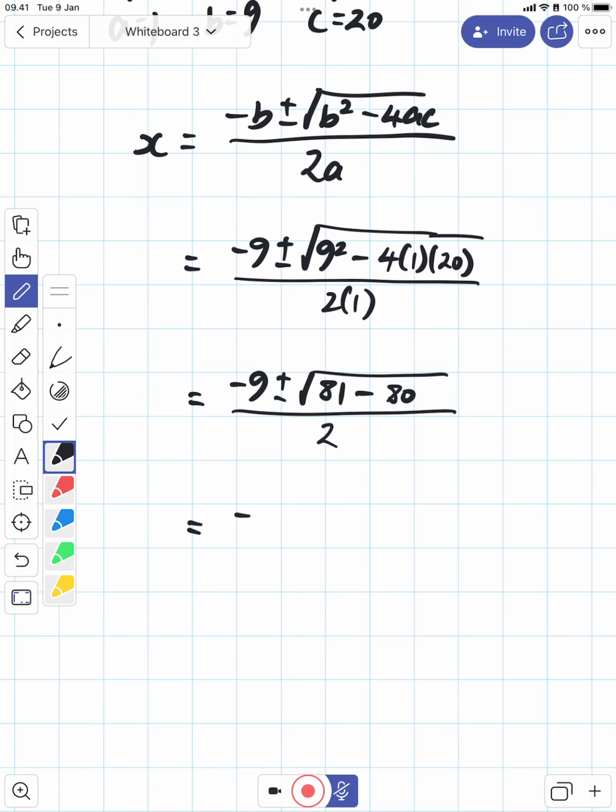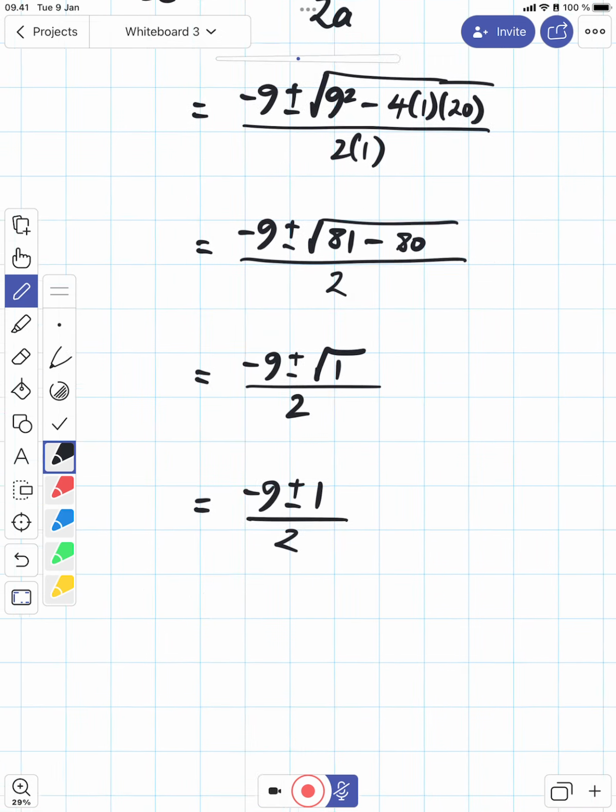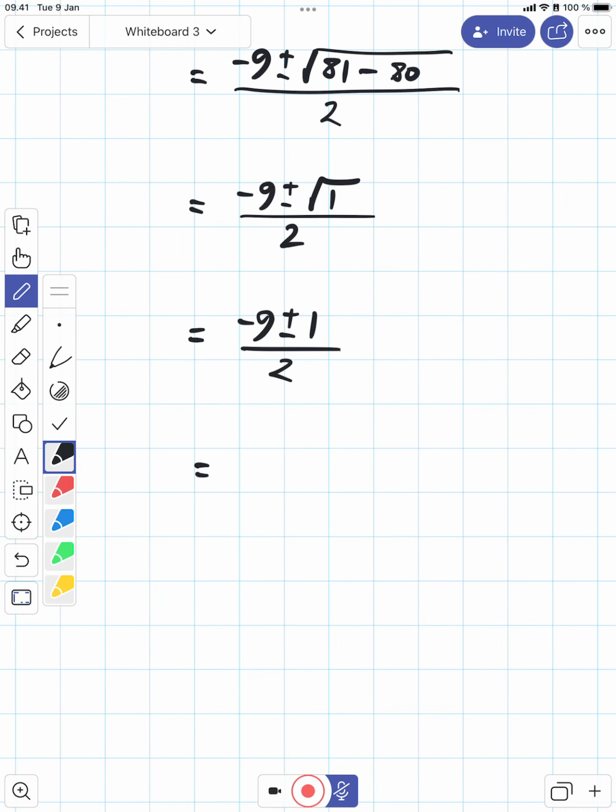So that's equal to minus 9 plus or minus the square root of 1. 81 minus 80 is 1, all divided by 2. The square root of 1 is just 1, so that's minus 9 plus or minus 1 divided by 2. And then that gives you the two possible solutions. So that's equal to minus 9 plus 1 would be minus 8, and divided by 2 would be minus 4. Or minus 9 minus 1 would be minus 10, and divided by 2 would be minus 5.